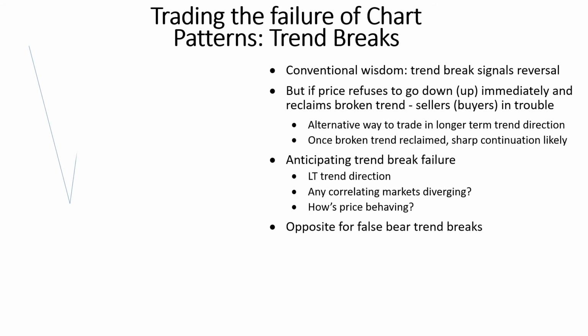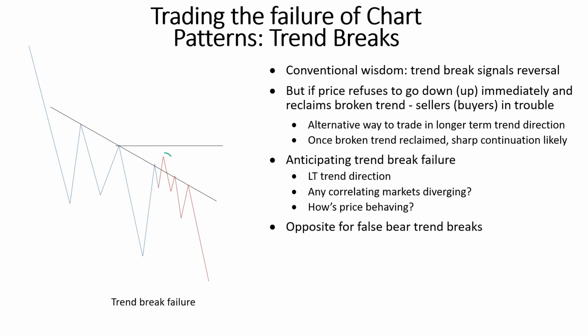Obviously, trend failures can happen in both directions, and this is how a trend failure in a downward trend would look like. But the idea is the same, as in both cases, we are looking to trade the trapped trader.